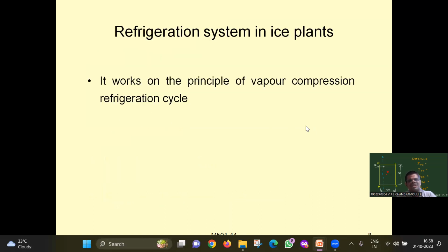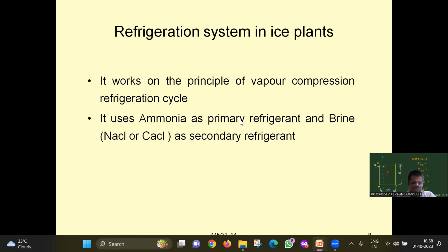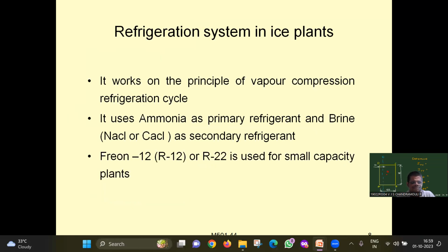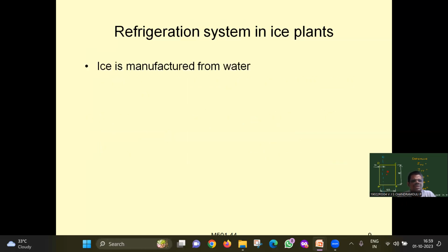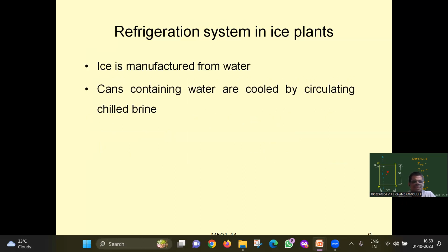It also works on the principle of vapor compression system, and it uses refrigerant ammonia. So it uses ammonia as primary refrigerant and brine solution, which is sodium chloride solution or calcium chloride along with water, as the secondary refrigerant. And mostly ammonia is used for high capacity applications, and for low capacity applications we may use R12, that is Freon-12, or R22. And here the ice is manufactured from the water.